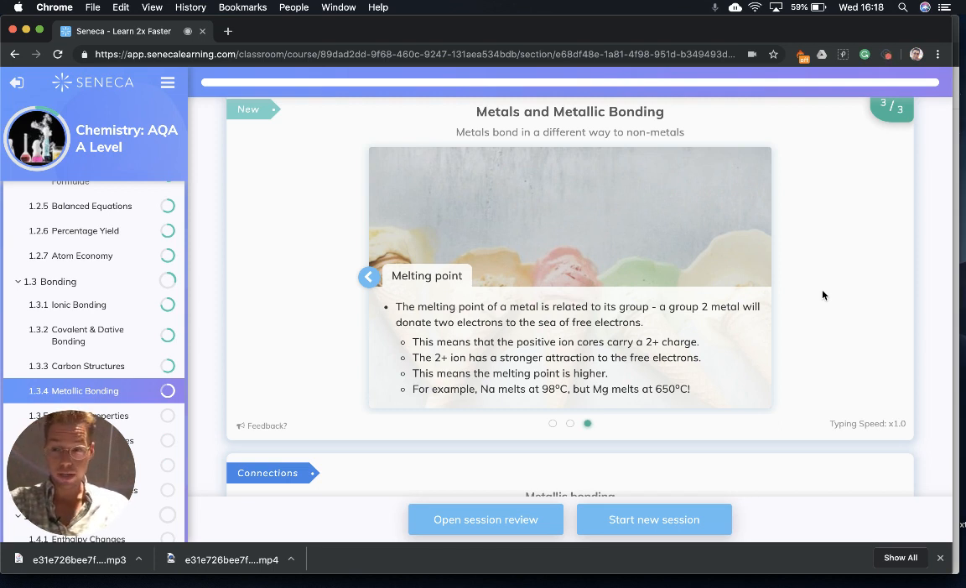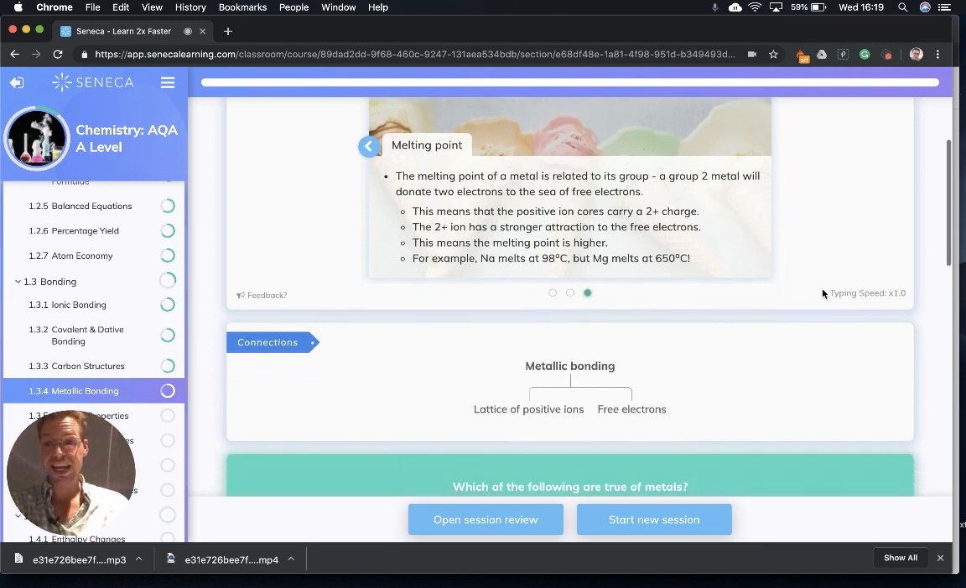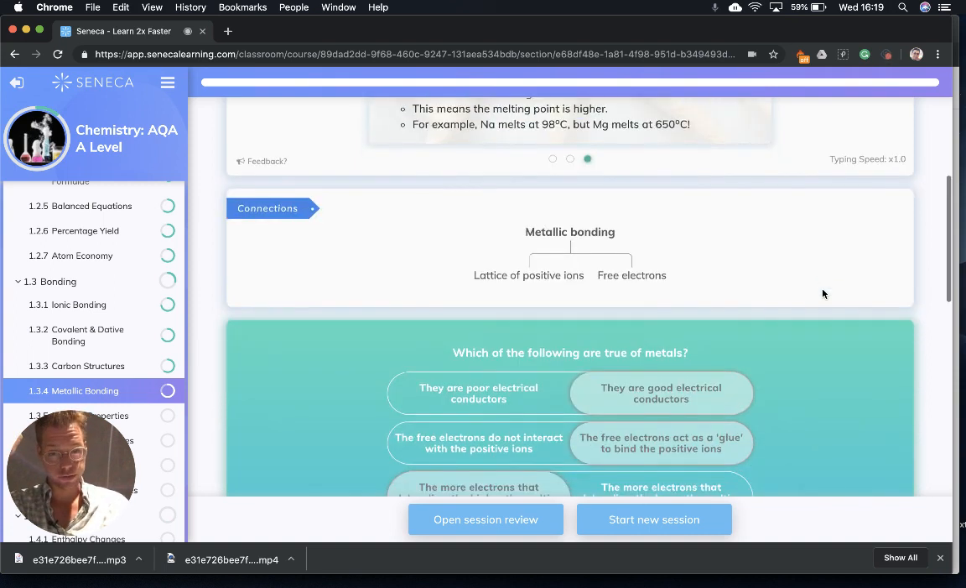This is really well illustrated by looking at sodium and magnesium. Now, sodium's in group 1, so the positive ion cores will have a 1+ charge. Sodium melts at 98 degrees Celsius. So that's about the same temperature that water boils. Mg, however, so magnesium, that's going to melt at 650 degrees Celsius. That's a lot. That's a big difference. So that extra charge, honey, it makes a difference.